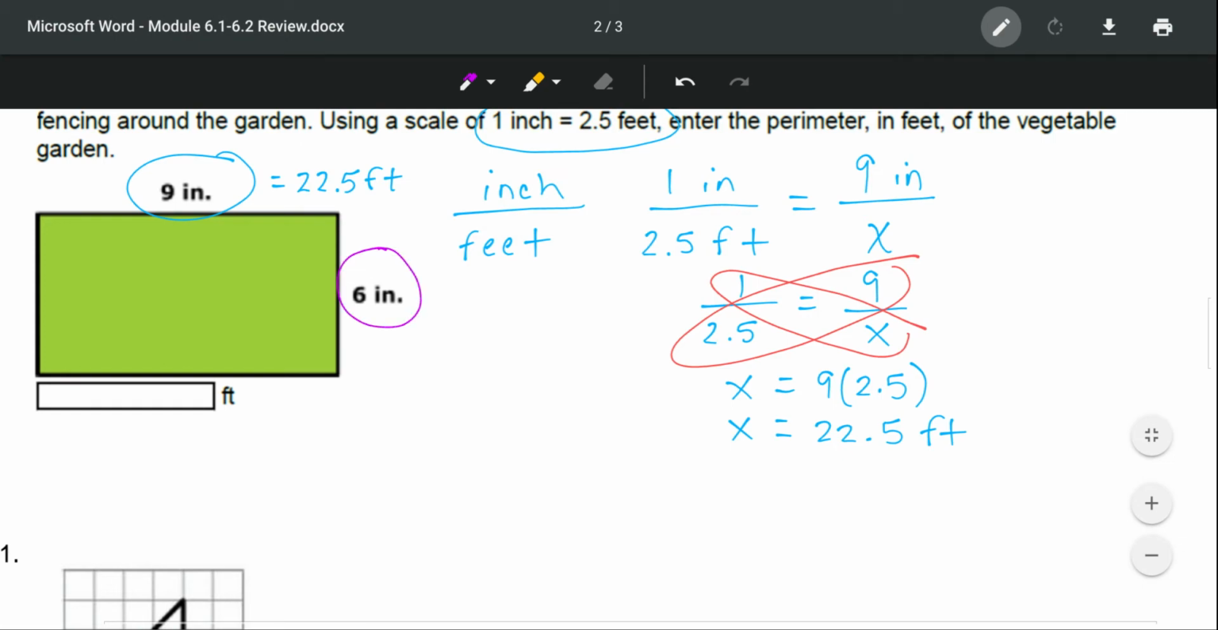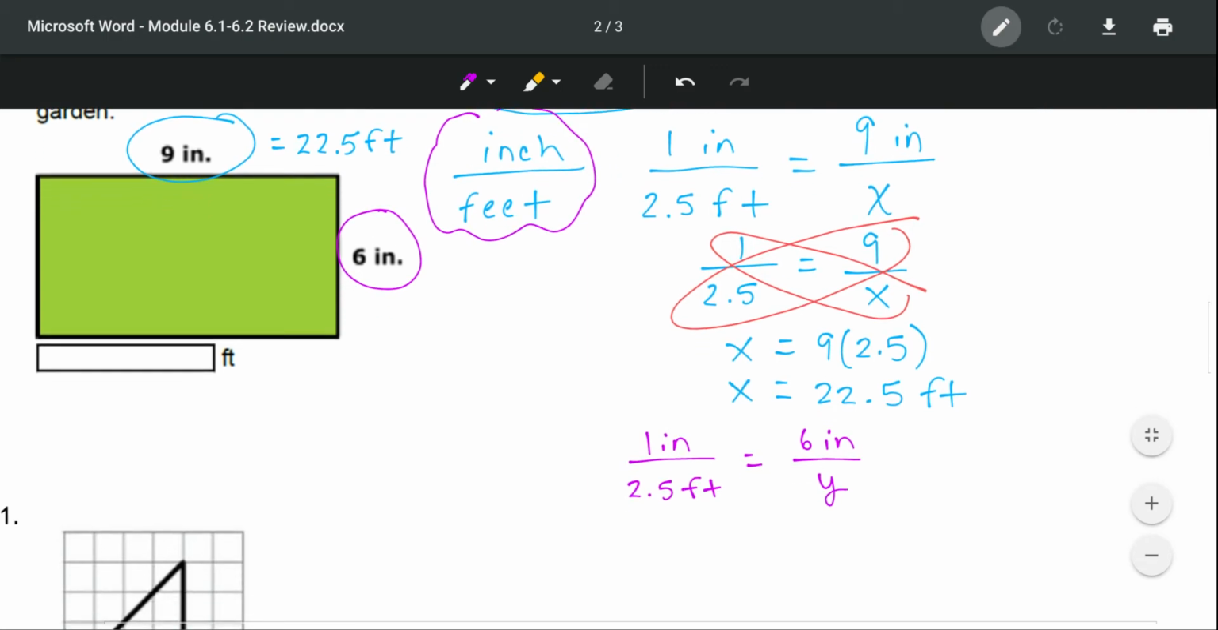in feet. So again, I'm going to use my word ratio, putting inches in the numerator and feet in the denominator. So using the scale, that 1 inch represents 2.5 feet. And that's going to equal the inches, which is 6 inches. And then in the denominator, I'm going to calculate the feet. I'm going to call it feet y in this case. So now I'm going to remove the units and write 1 over 2.5 equals 6 over y.